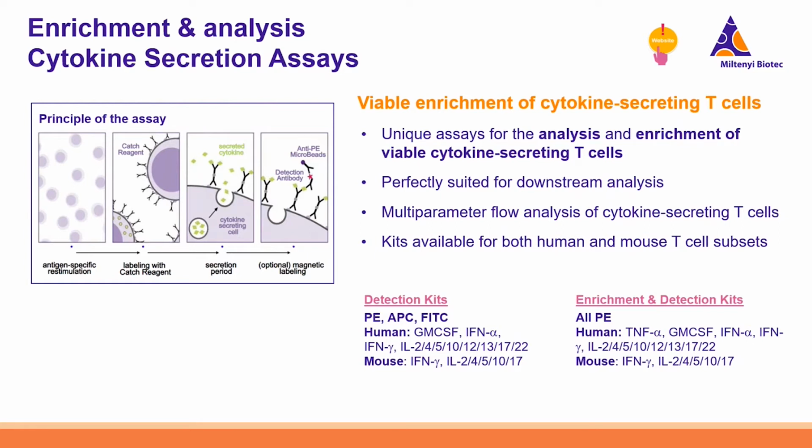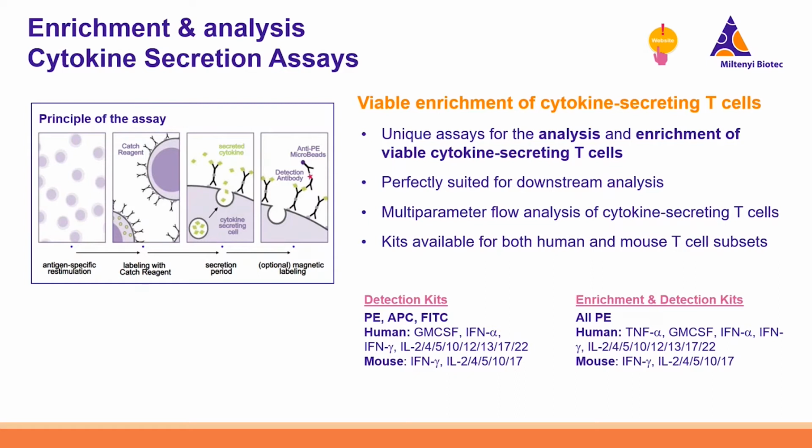In an optional third step, the fluorophore-labeled cytokine-secreting cells can be specifically enriched and used in downstream assays with the help of anti-fluorophore magnetic beads. Consequently, our cytokine secretion assays come in two versions. For flow analysis only, Miltenyi offers the detection kits, while for enrichment and analysis of viable cytokine-secreting cells, we have several enrichment and detection kits.